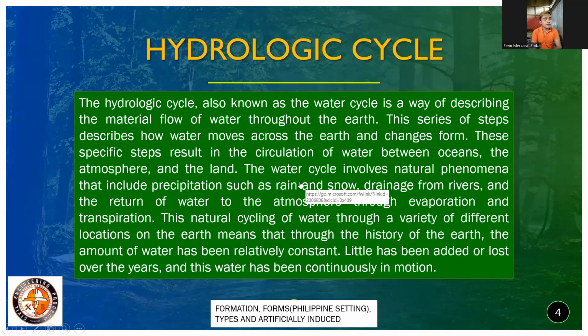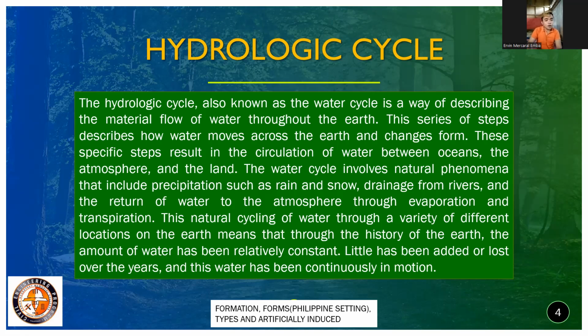We already have the background of the hydrologic cycle because the other reporters already discussed it to you, right? I just want to refresh our minds on the essence of the hydrologic cycle in our lives and on the lives on Earth. The hydrologic cycle, also known as the water cycle, is a way of describing the material flow of water throughout the Earth. This series of steps describes how water moves across the Earth and changes form.